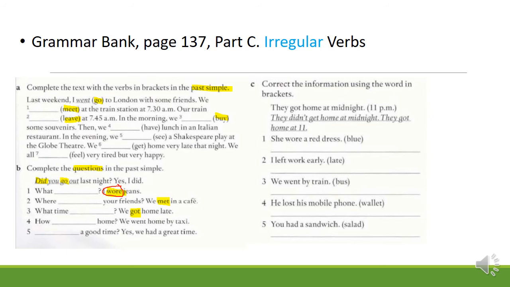Were is the past form of the verb be. Met is the past form of the verb meet. So please check these verbs in the list of irregular verbs if you don't know them, and then please complete the questions. Stop the video and complete. Are you ready? Let's check. Here you have the answers. Now let's see the answers for part B.